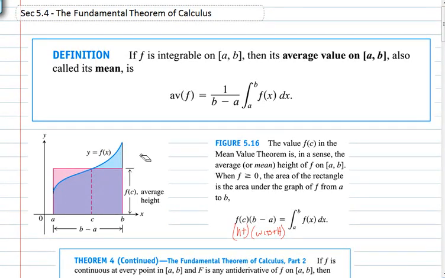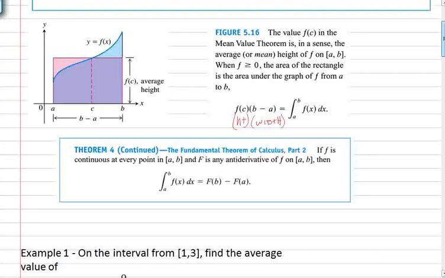Once again, if I took my spatula and started smoothing all the way over, this blue part that's above this pink line would eventually fill in the gap that's below the pink line. So the areas would be the same. All right?